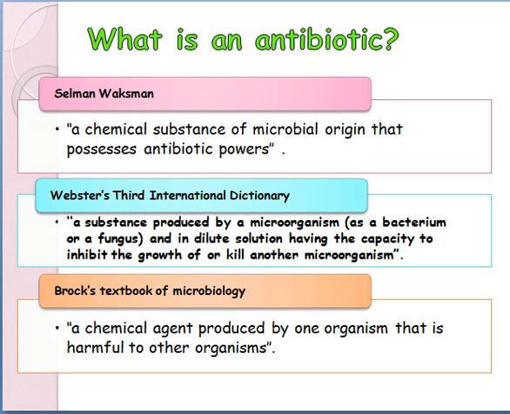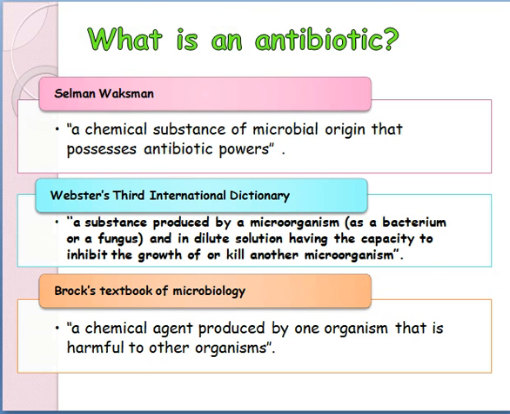Let's begin with a definition of an antibiotic. Here are three definitions. The first one is according to Selman Waxman, who defines antibiotic as a chemical substance of microbial origin that possesses antibiotic powers. The second definition is according to Webster's Third International Dictionary: a substance produced by a microorganism, such as a bacterium or a fungus, and in dilute solution having the capacity to inhibit the growth of or kill another microorganism. The third one is according to Brock's Textbook of Microbiology: a chemical agent produced by one organism that is harmful to the other organisms.